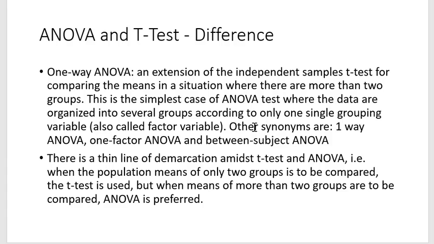There is a thin line of demarcation between the t-test and ANOVA. That is, when the population means of only two groups are to be compared, the t-test is used. But when the means of more than two groups are to be compared, ANOVA is preferred. So let me show you a simple file to explain this.